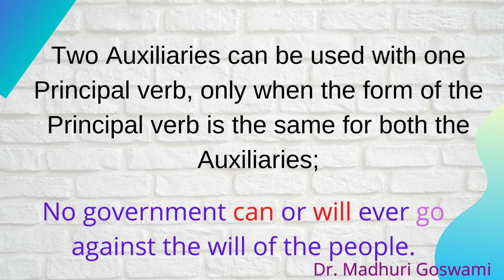So we haven't used this principal verb twice in this sentence because there is no need of using it again, as we can use the same form of the verb, the same form of the principal verb with both of these auxiliary verbs. That's why we are using here two auxiliary verbs with one principal verb. Let me explain it in detail with one more example so that there should not be any kind of confusion.